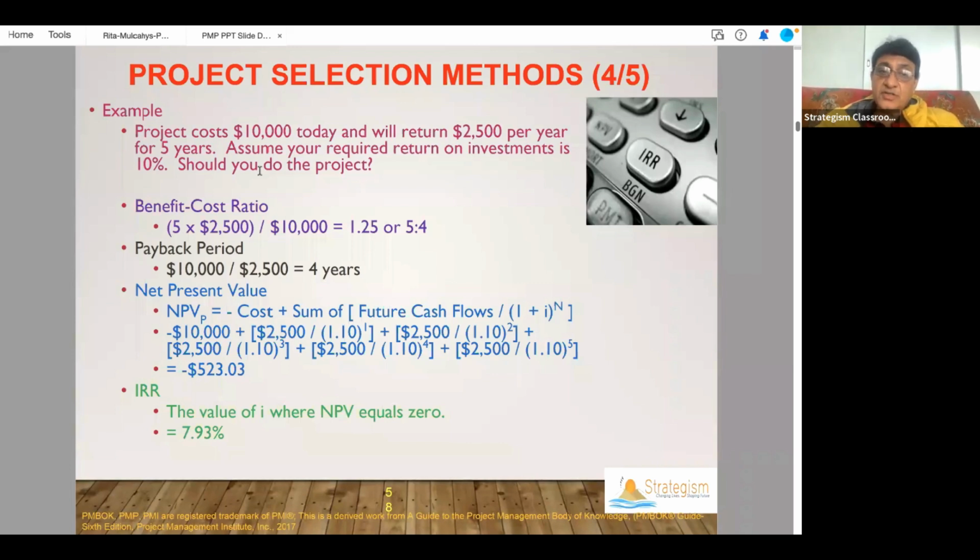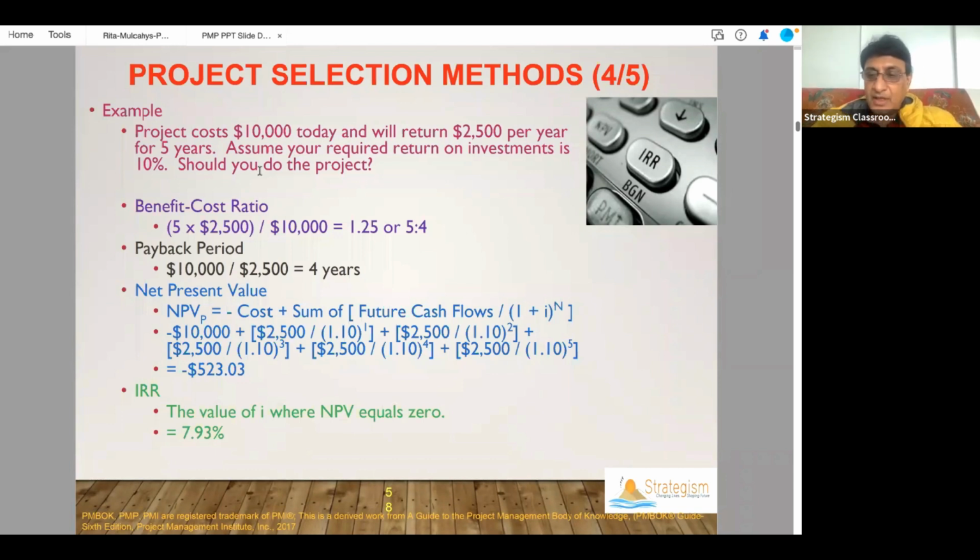Why is it negative? Because I've invested $10,000, and for all the money you're getting in the first, second, third, fourth year, in the payback, you're not looking at the time value of money. You're just saying 2,500. But 2,500 3 years from now is not 2,500 today, right? Money has a time value. If money didn't have a time value, I would be the poorest guy on earth, right? So the time value of money is the most important factor.